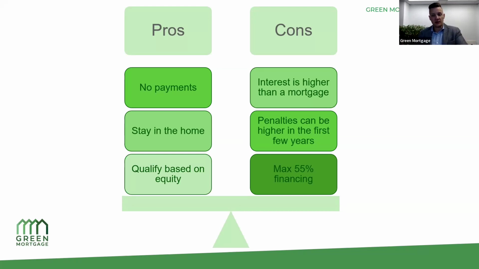The cons, on the flip side, are that the interest is higher than a regular mortgage. That's one of the biggest downsides, and it may not make sense for everybody. Also, the penalties can be higher in the first few years, depending on the term that you choose and the lender that you go with. And generally speaking, the maximum amount of financing you can get is 55%. And often it's less than that, by the way.